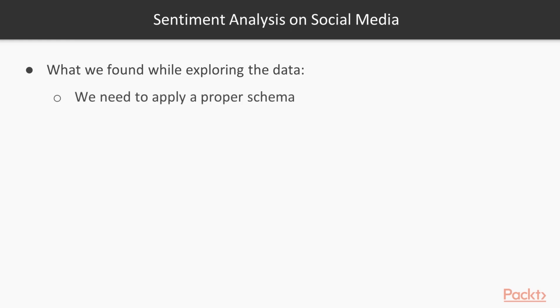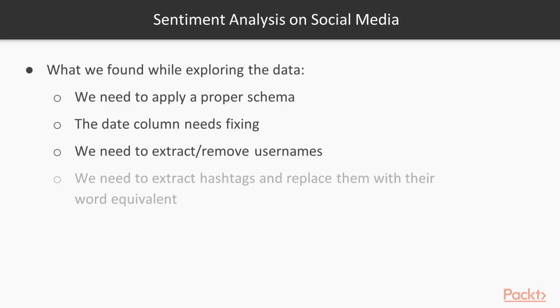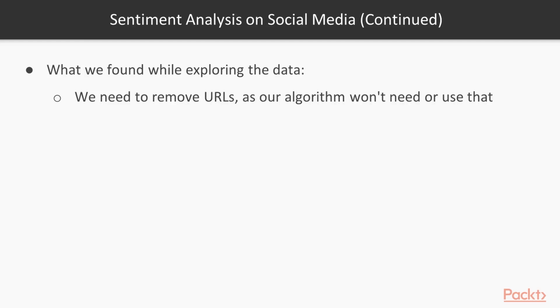But let's see what we have found while we were exploring the data. So we found that we need to apply a proper schema. We found out what that would look like, so we're going to do that. The date column needs fixing. We saw that it was the wrong format. We will also need to extract and remove the usernames. We'll need to extract hashtags and replace them with their word equivalent. We will need to remove URLs because our algorithm won't be able to use any of that information. And the same goes for email addresses.